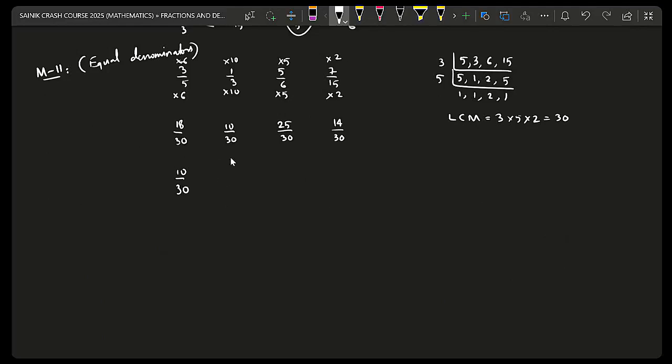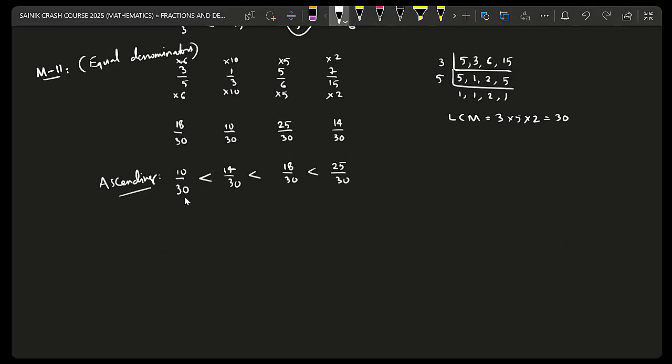Second biggest, 14. 14 by 30. Third biggest, 18, so we are arranging in ascending order. It is 18 by 30. And the last, 25 by 30. Okay, this is the ascending order we got.